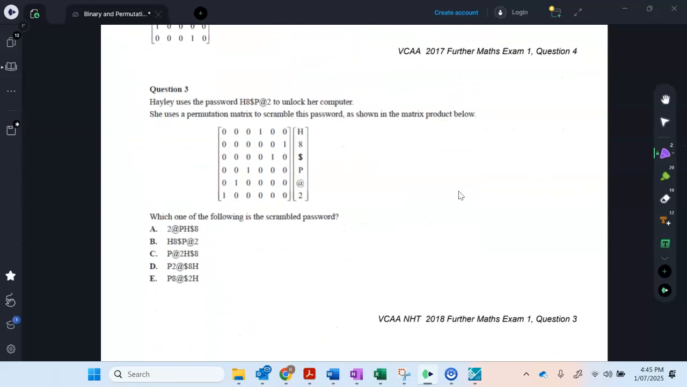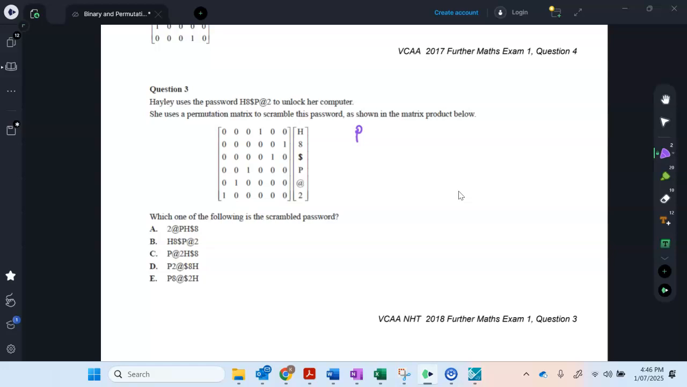All right, Haley used the password, whatever that is, to unlock her computer. She uses a permutation matrix to scramble this password as shown in the product below. So this is a row permutation, and it is a 6 by 6 matrix. So this is where it would be very good to have an understanding of how permutation matrices work. Let's do the position of our ones. Actually, let's see if there's nothing in our diagonal, which is very annoying.